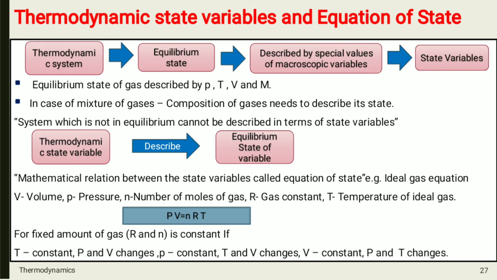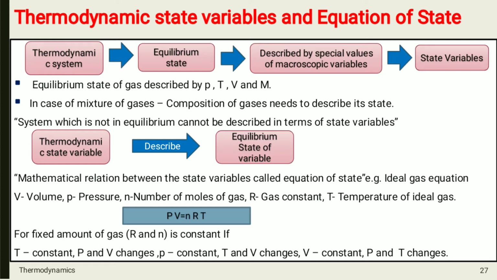Now, state variables are not always independent. So, the mathematical relation between the state variables is called the equation of state. इसका एग्जाम्पल है आइडियल गैस इक्वेशन. where V is the volume of gas, P is the pressure, n is the number of moles of gas, R is the gas constant, and T is the temperature of the ideal gas, then PV = nRT. This is the ideal gas equation.